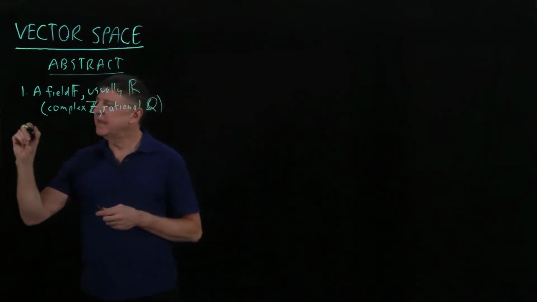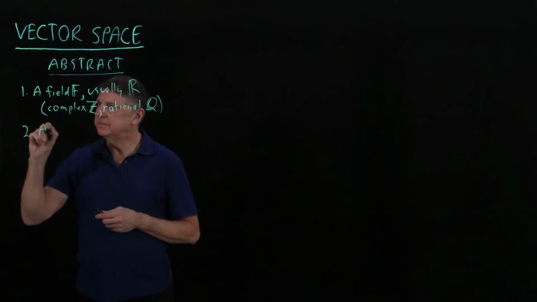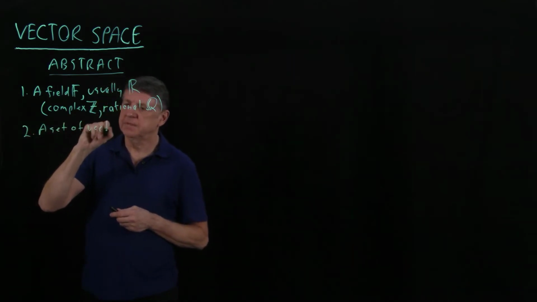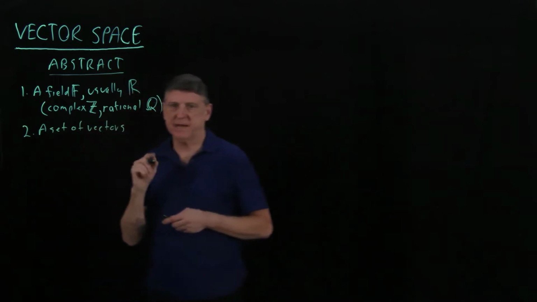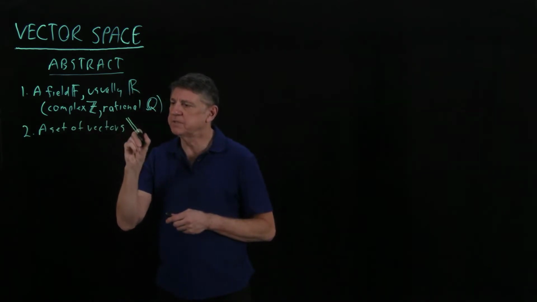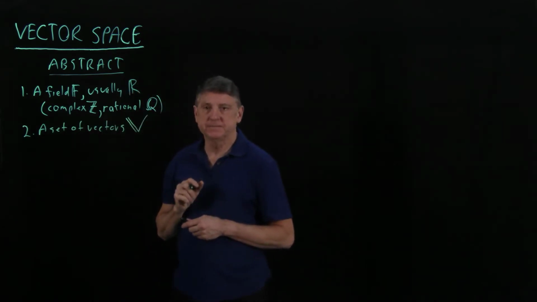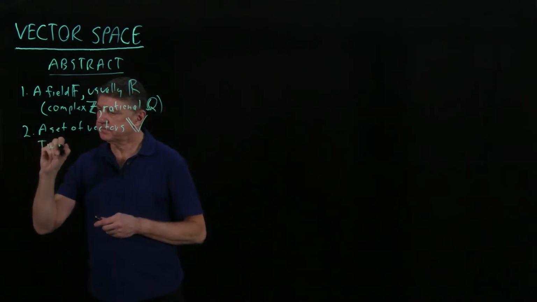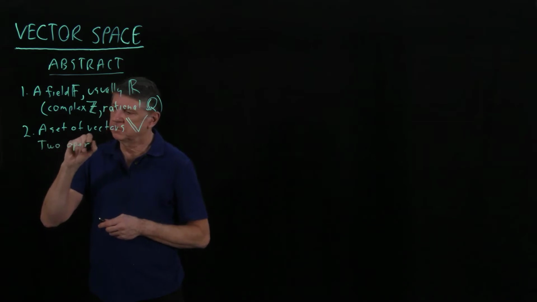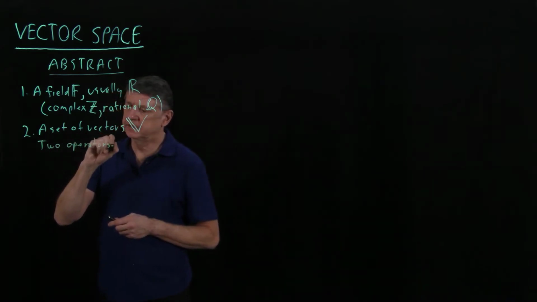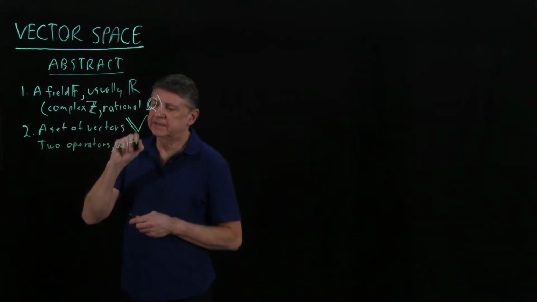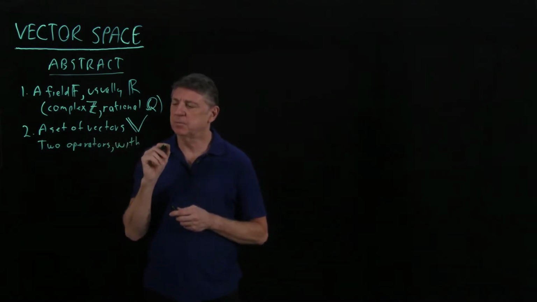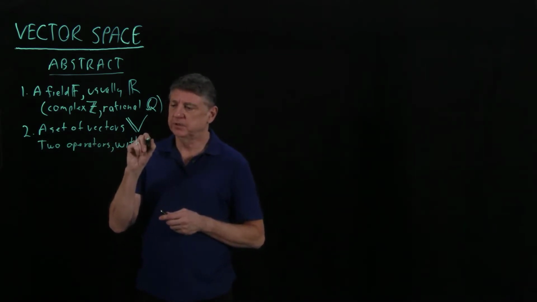And then they have a set of vectors, and this is where the real action is happening, and we'll represent that as the double-barreled V. And then they have two operators, and we'll say sometimes these are separate axioms. We'll put them as part of the definition of the operators, two operators with closure.